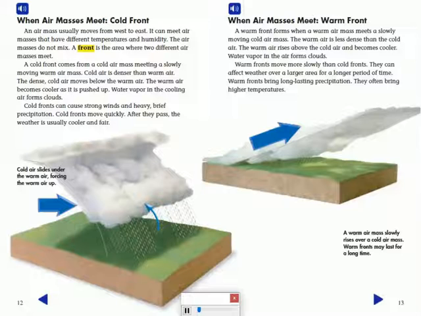When air masses meet, warm front. A warm front forms when a warm air mass meets a slowly moving cold air mass. The warm air is less dense than the cold air. The warm air rises above the cold air and becomes cooler. Water vapor in the air forms clouds. Warm fronts move more slowly than cold fronts. They can affect weather over a larger area for a longer period of time. Warm fronts bring long-lasting precipitation. They often bring higher temperatures.